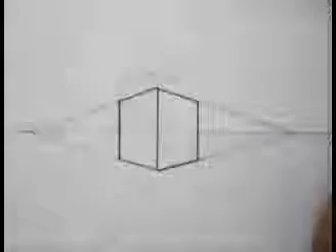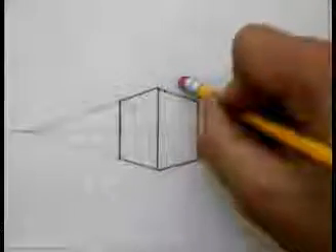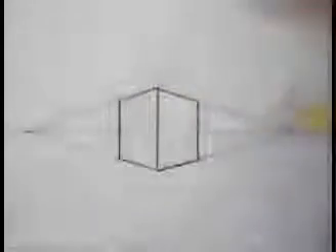Erase some straight lines that were created by putting the ruler over the top of them, really drawing really dark with a 4B pencil.